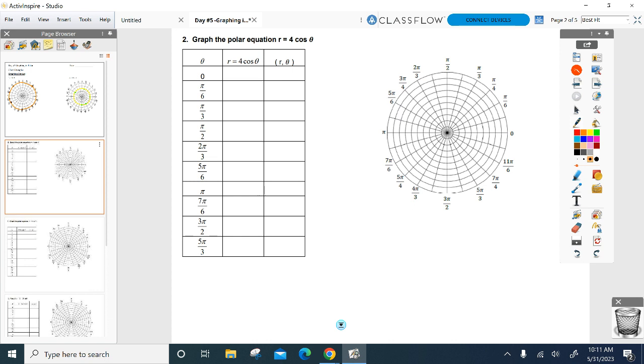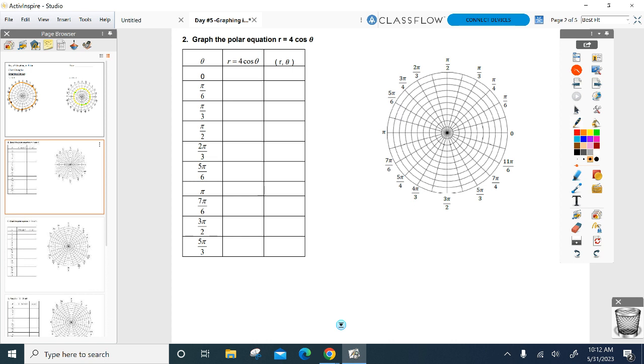Okay, first up, 4 cosine theta. That's what we're graphing now. Hit your mode button up top. Make sure radians is highlighted. All good now? Okay.